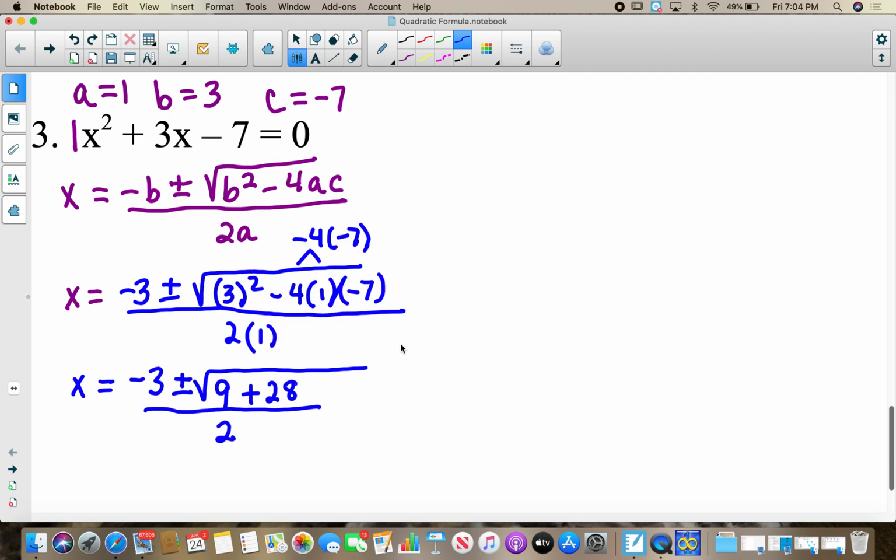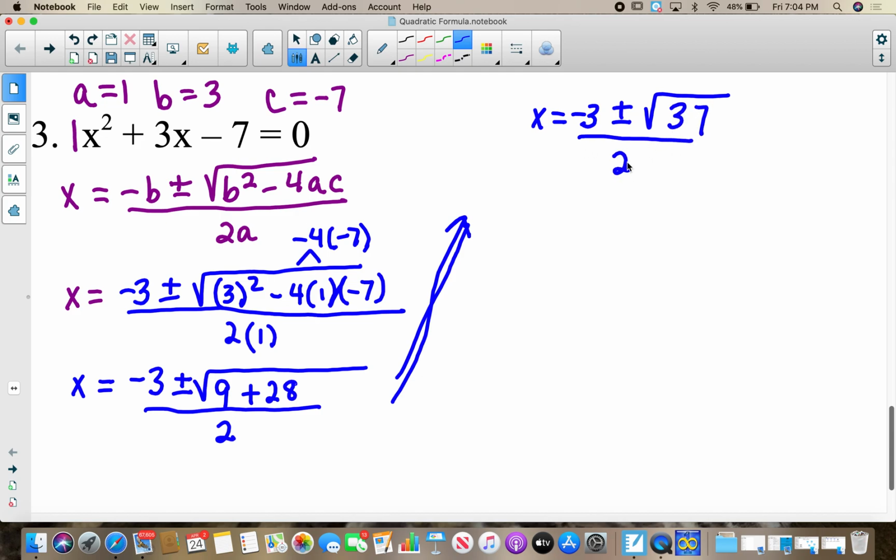I'm going to continue up here. So I've got x is equal to negative 3 plus or minus the square root of 37 over 2. And now we're going to use our calculator, and I'm going to say let's go to 3 decimal places. We want to take the square root of 37. So you're going to type in 37 and hit your square root key. And what I get on my calculator is x is equal to negative 3 plus or minus, I'm going to round to 3 decimal places, 6.083, all divided by 2.